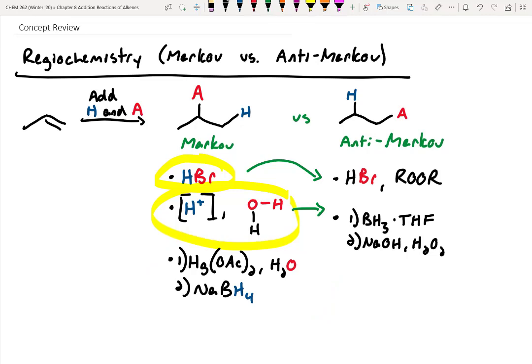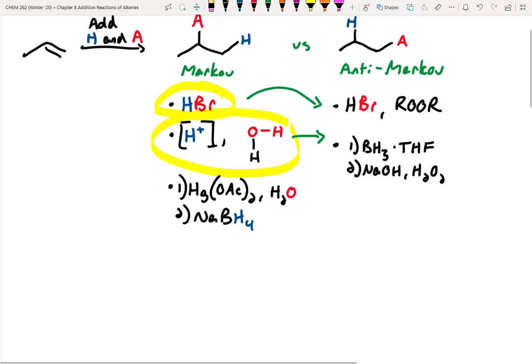So sometimes I just like to take casual notes to remind us of anti-Markovnikov or Markovnikov. All right, next one is syn versus anti-addition.